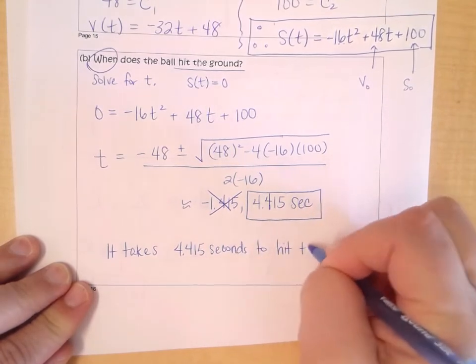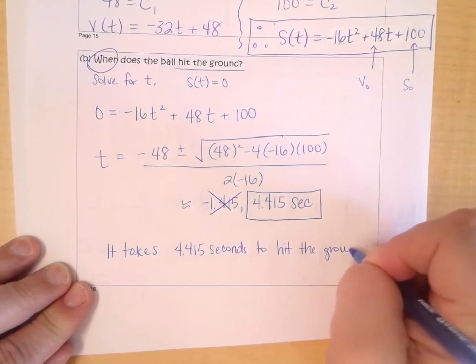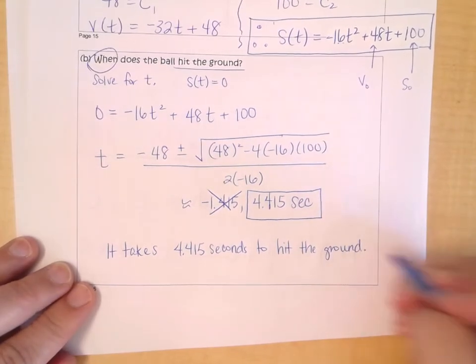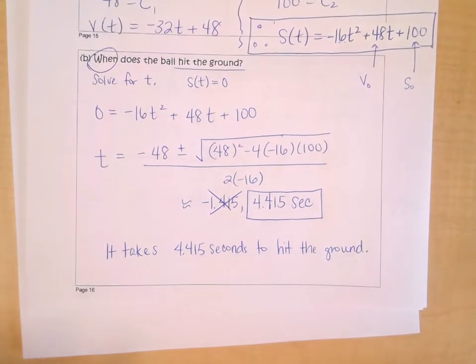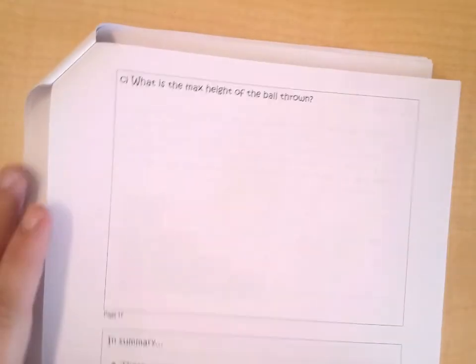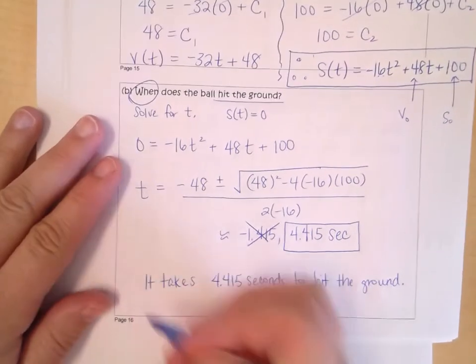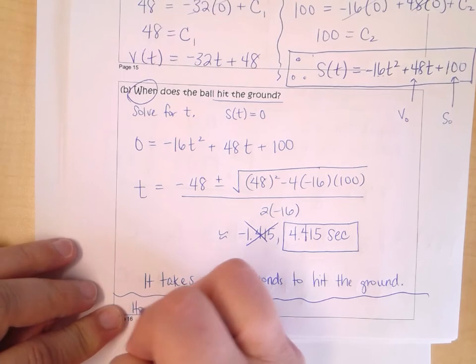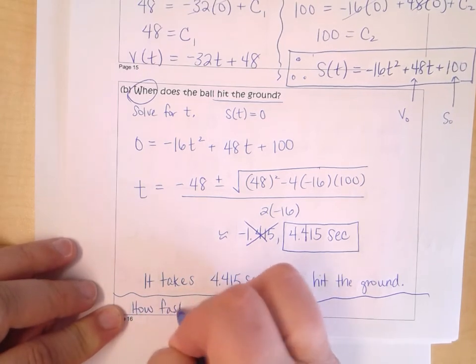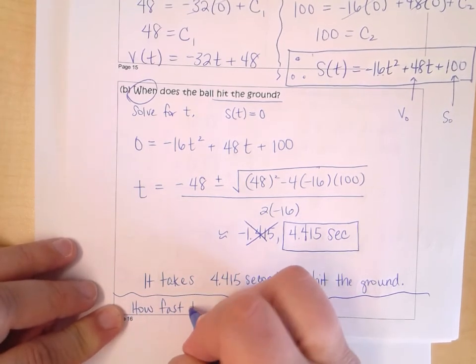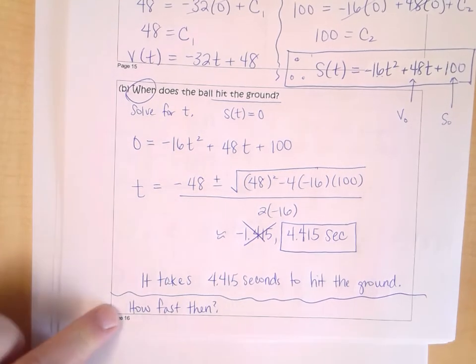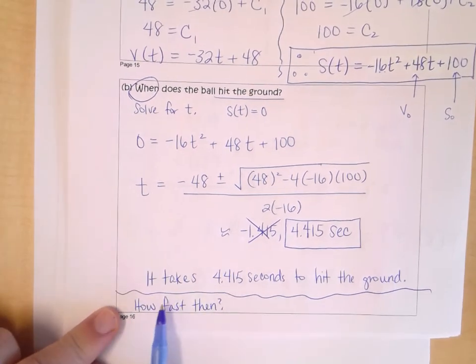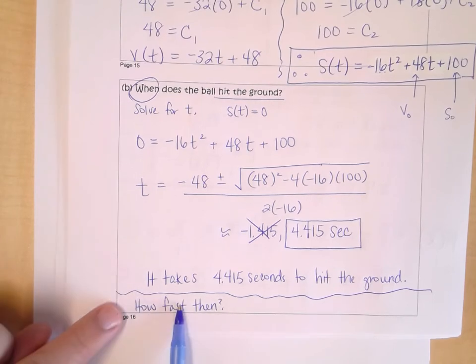to hit the ground. Usually the question that goes along with this is, how fast is it going when it hits? It's not asking that here. I thought it would. But what would you do if it said how fast just before it hits? Something like looking for final velocity? It'd be velocity at that time.